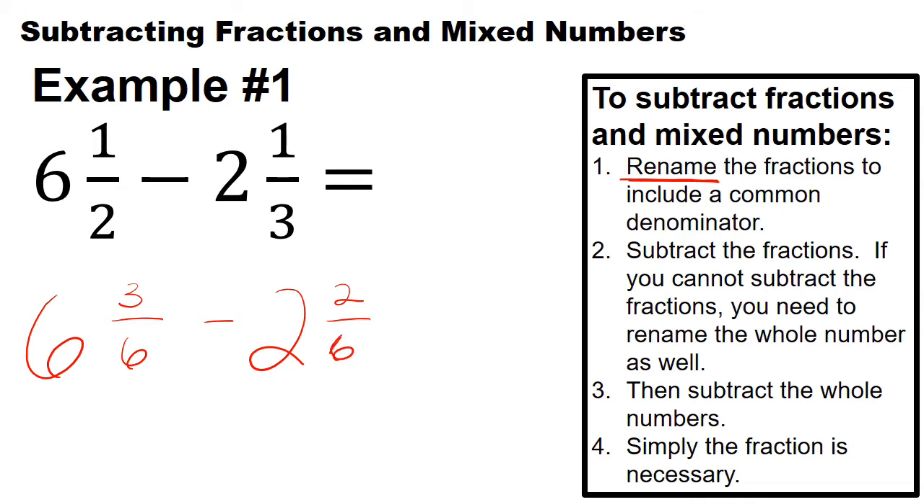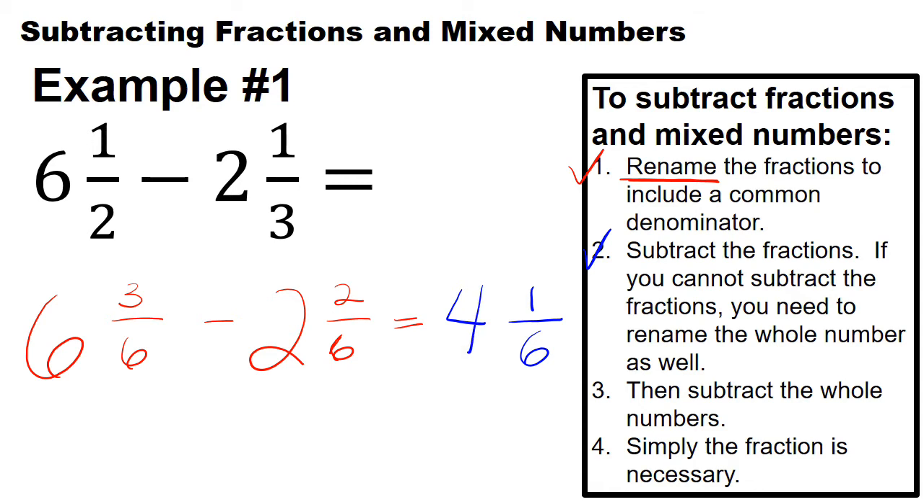So we got step number 1 down. You can always check that off. In step number 2, we're going to subtract our fractions. We have 3/6 minus 2/6. So 3 minus 2 gives us 1, and our denominator stays the same as 6. For step 2, we can put a check there. Step 3, we're going to subtract the whole numbers. So 6 minus 2 is 4.